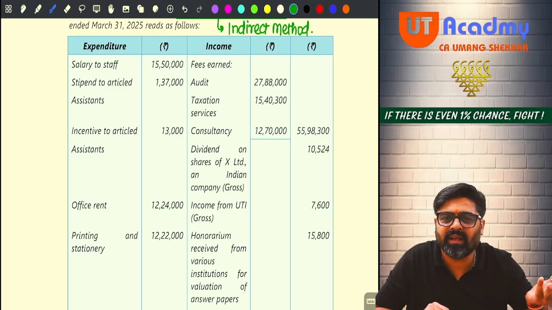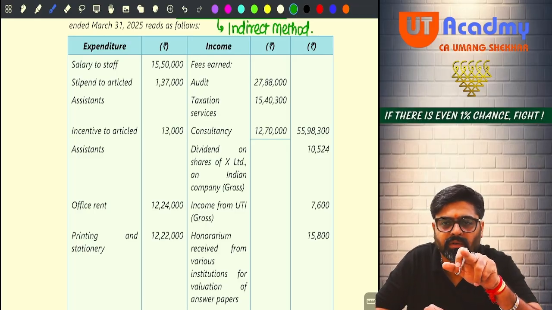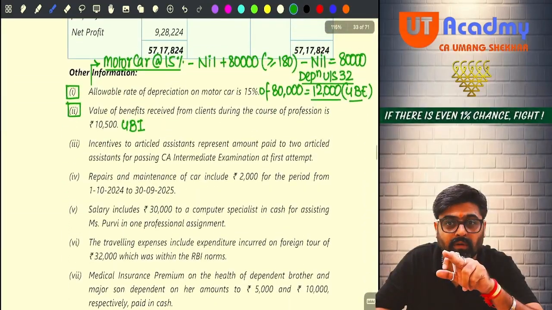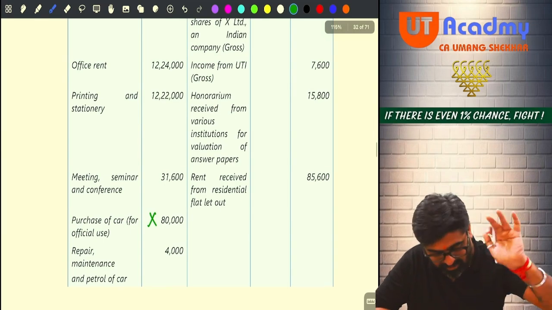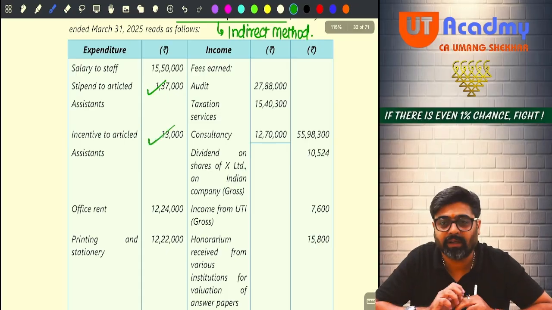Now why am I giving incentives? What is the meaning of giving this information? Just to confuse you. Don't get confused. Don't fall in this kind of traps. Stipend also allowed and incentives also, PGBP expense allowed. So please allow both the things, stipend also and incentives also.